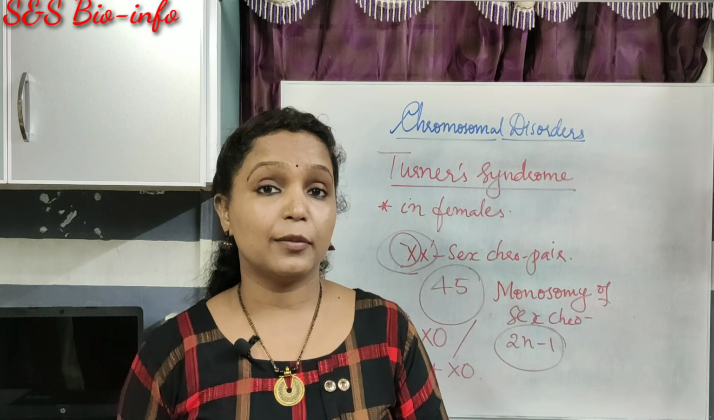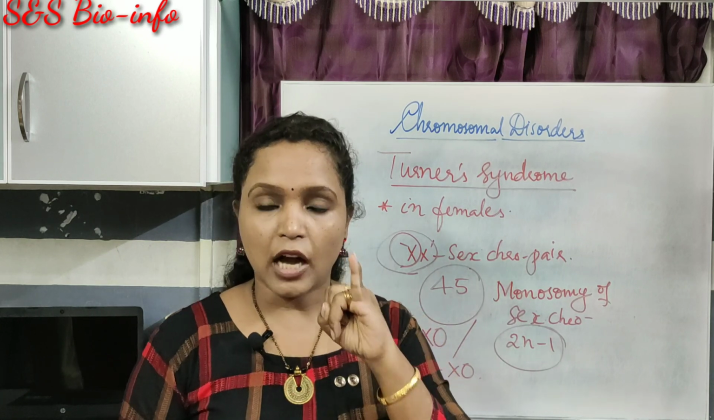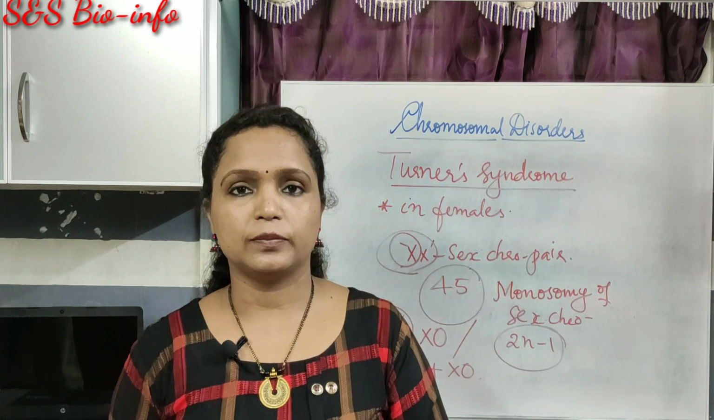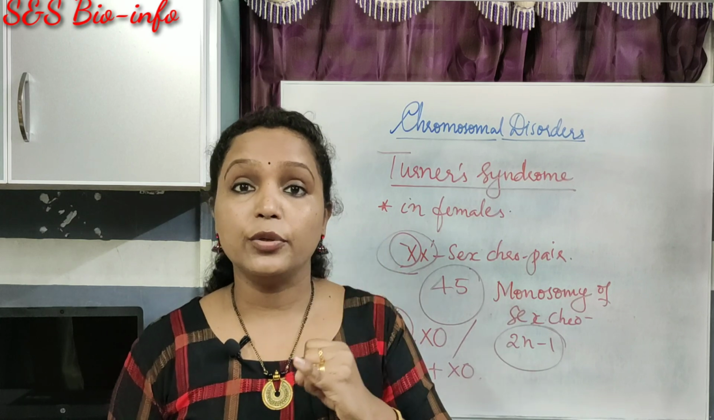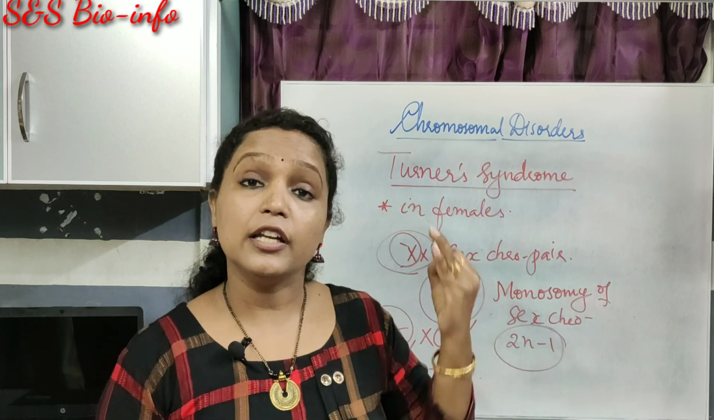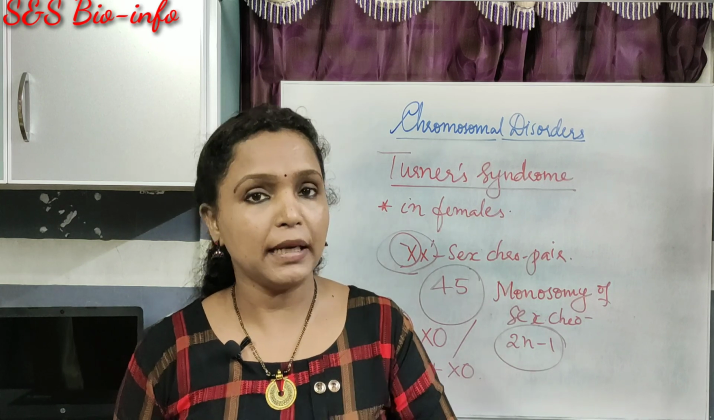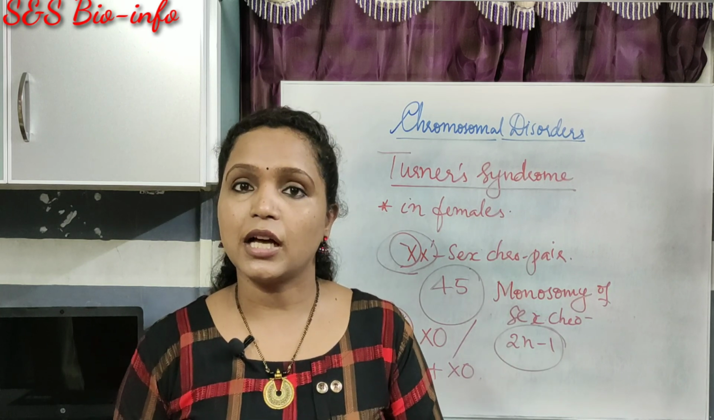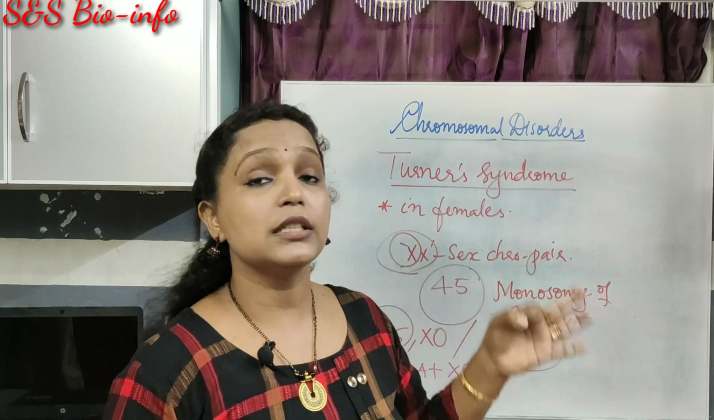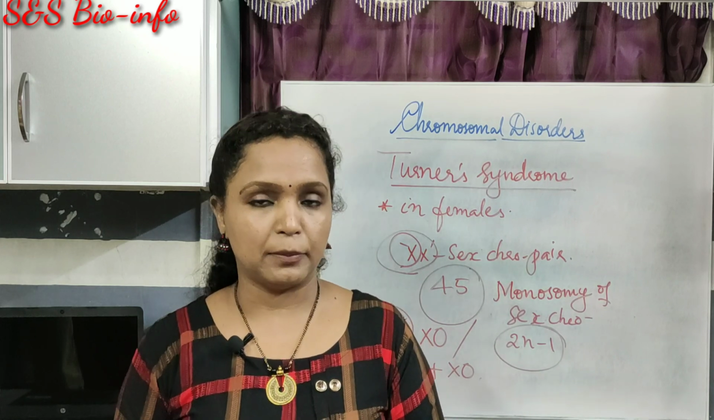So today we have learned about 3 types of chromosomal disorders. Those are Down syndrome, Klinefelter syndrome, and Turner syndrome. Down syndrome occurs due to the trisomy of the 21st pair of human chromosome. Klinefelter syndrome occurs due to the trisomy of the X chromosome in the male, XXY being present in the last pair of human sex chromosome in male. The last, Turner syndrome, occurs due to the monosomy of the sex chromosome in female.